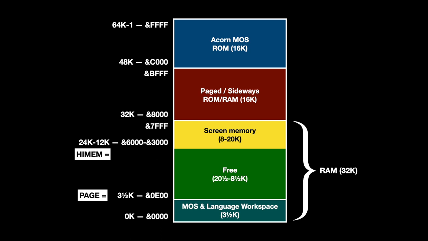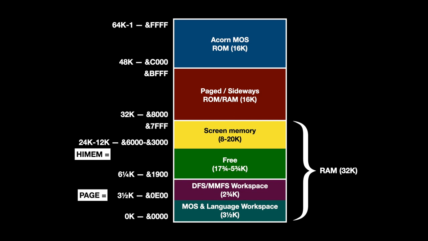This is what you have in a tape-only Electron configuration. However, if you install a disk system or MMFS, it gets worse. They need a bit more memory for workspace and eat almost 3K more of memory, leaving you between just under 18K and 6K of RAM free.